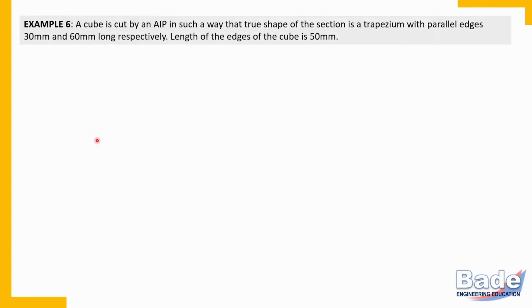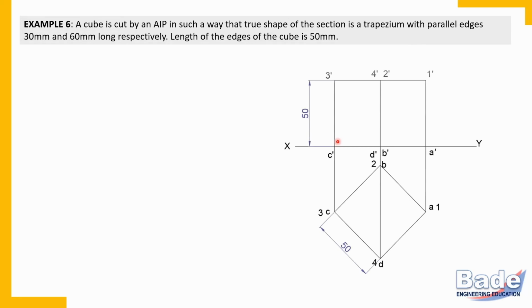Now read this problem. A cube is cut by an AIP in such a way that the true shape of the section is a trapezium with parallel edges 30 mm and 60 mm long respectively. The length of the edges of the cube is 50 millimeters. Okay, first of all, draw views of the cube in this manner. Top view and front view. So like earlier problems, draw views of the cube. And for a trapezium, it must have two edges parallel to each other.